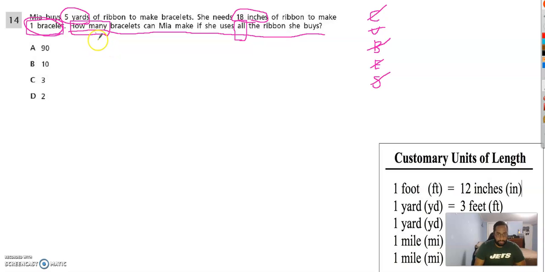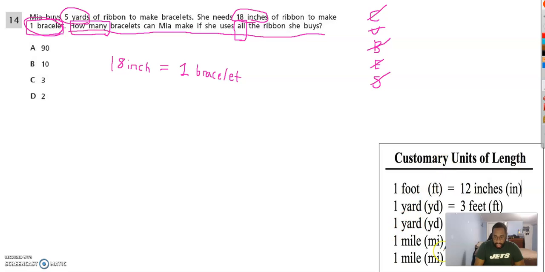All right. So, 18 inches equals one bracelet. Right? So, how many can she make in 5 yards? So we need to convert yards into inches.